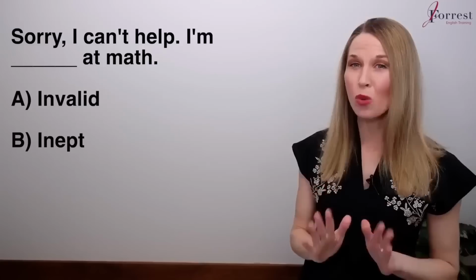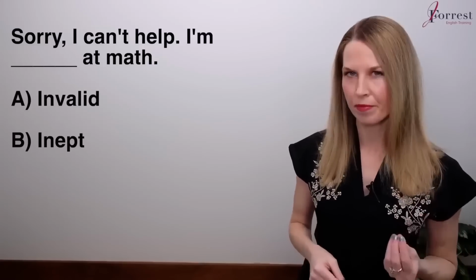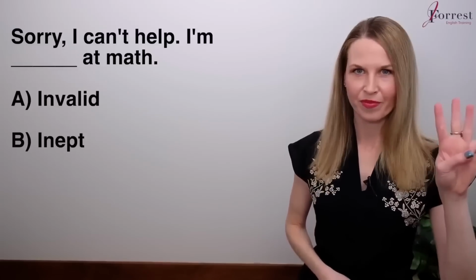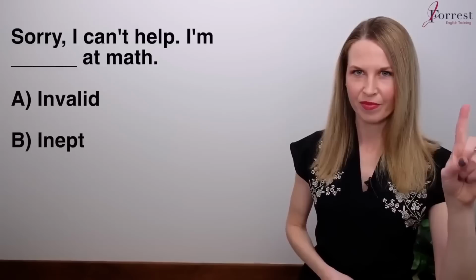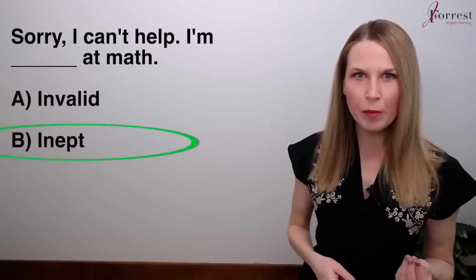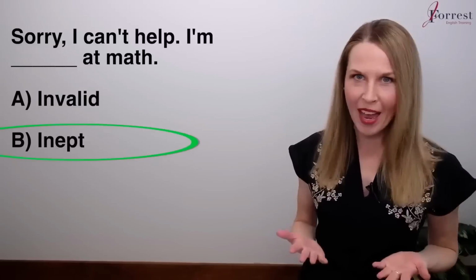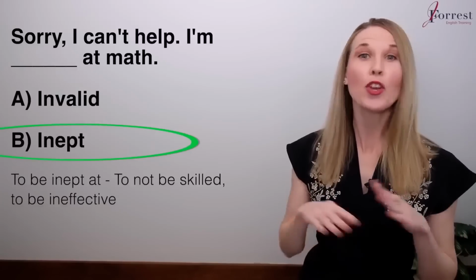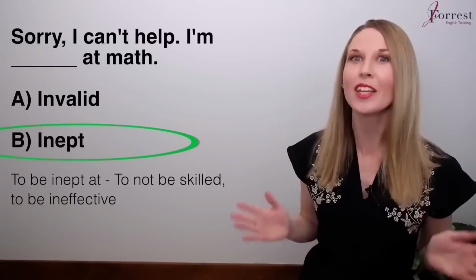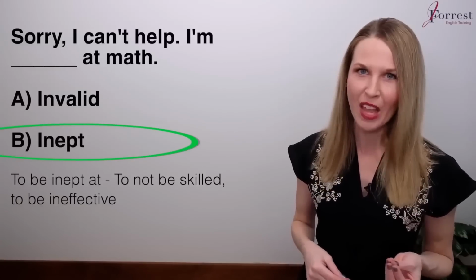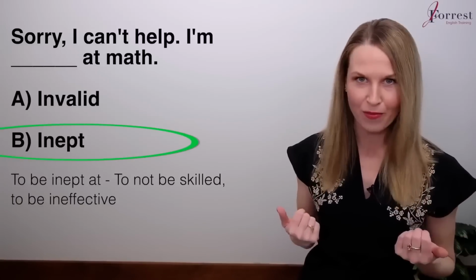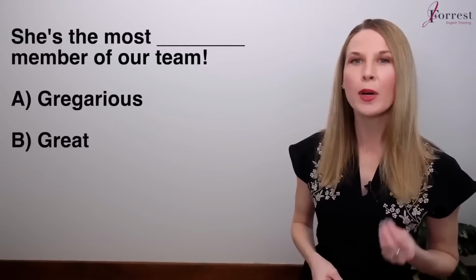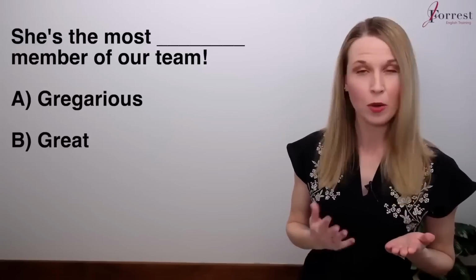Question 3. Sorry, I can't help. I'm at math. A or B? B, inept. I'm inept at math. To be inept at something, this means to not be skilled or to be ineffective at something. I'm inept at math. Number 4, she's the most member of our team. A or B?